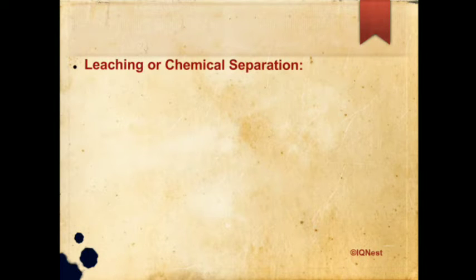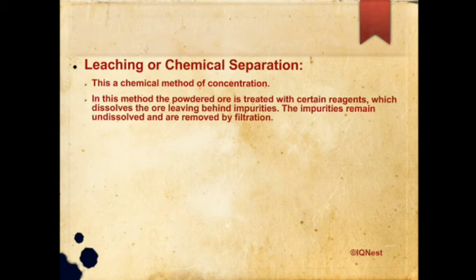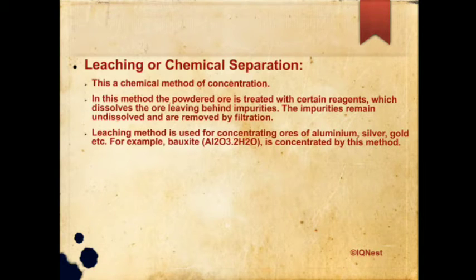And the next point is leaching or chemical separation. So what is leaching or chemical separation? This is a chemical method of concentration. In this method, the powdered ore is treated with certain reagents which dissolve the ore, leaving behind the impurities. The impurities remain undissolved and are removed by the filtration process. Leaching method is used for concentrating ores of aluminium, silver, gold, etc. For example, bauxite, that is Al2O3·2H2O, is concentrated by this method.